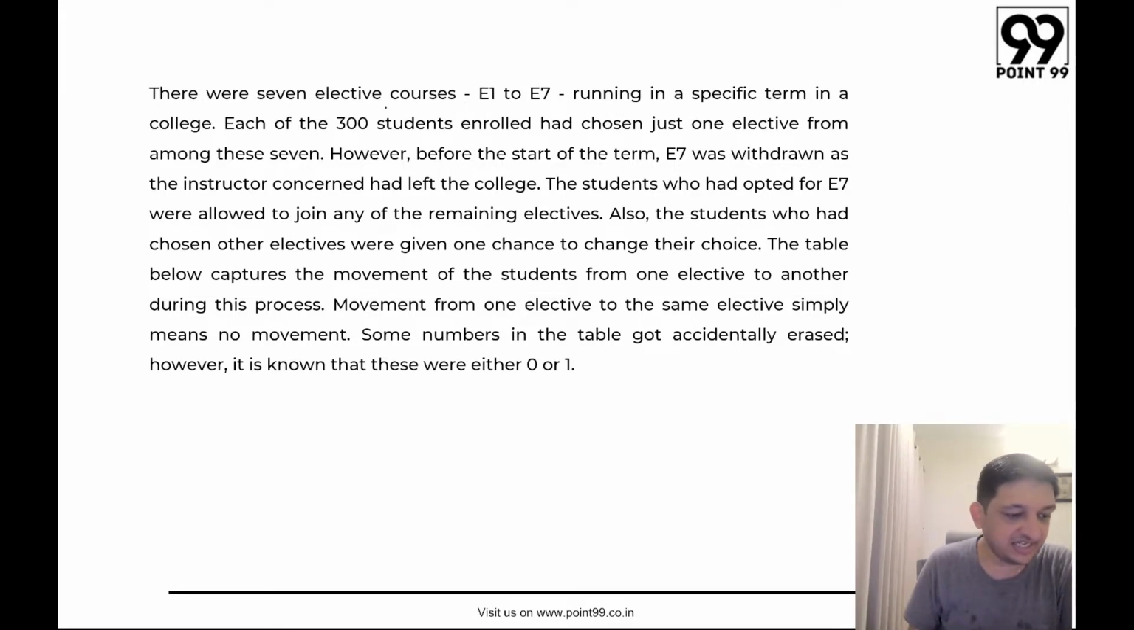So there were 7 elective courses, E1 to E7, running in a specific term in a college, right?